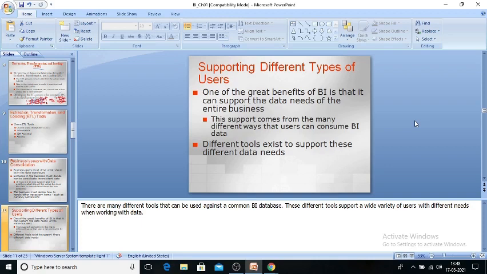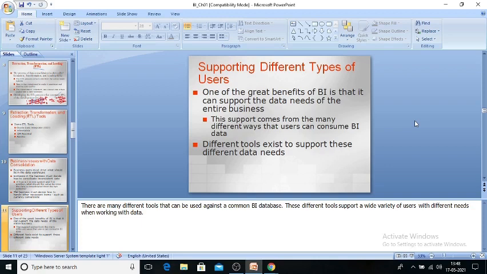See here now, they are supporting the European customers, they are supporting Americans, they are supporting the users of London, they are supporting the users of India. See, they are supporting different types of users. One of the great benefits of BI, business intelligence, is that it can support the data needs of the entire business. That data has to be presented for the entire business.